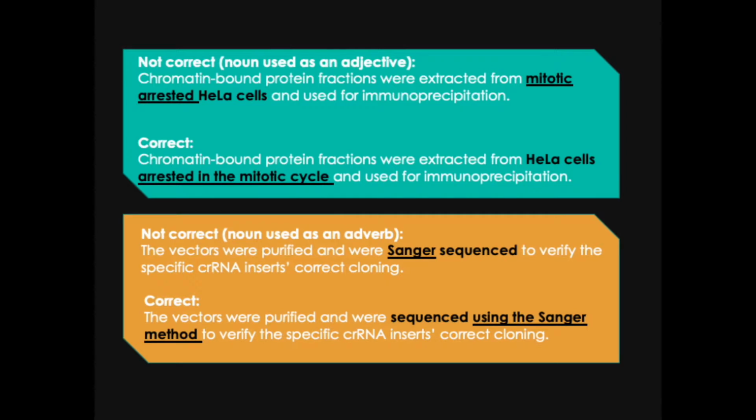So what we need to do is say, "the vectors were purified and were sequenced using the Sanger method to identify the specific cRNA inserts, correct cloning." So here are a couple of examples where I'm suggesting that you make the writing a little bit longer so that it's correct. Here's another example.